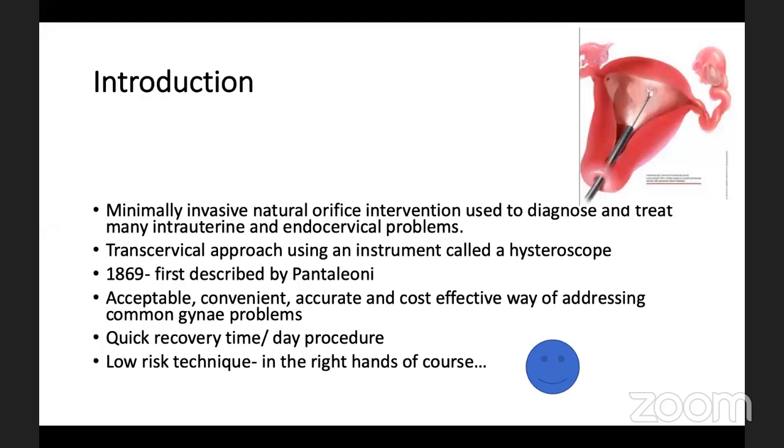Hysteroscopy is a minimally invasive, natural orifice intervention used to diagnose and treat many intrauterine and endocervical problems. We use a transcervical approach with the instrument, the hysteroscope. It was first described, as Dr. Sadens mentioned earlier, by Pantaleon in 1969. It's an acceptable, very convenient way of addressing most gynecological problems. It's quite accurate because you can visualize the cavity, and cost effective, especially if we go the office way. It has a very quick recovery time and is really a day procedure. It's a low risk technique, in the right hands, of course.